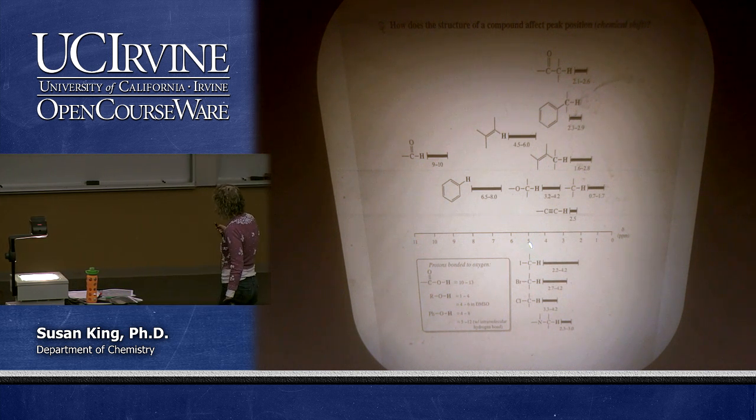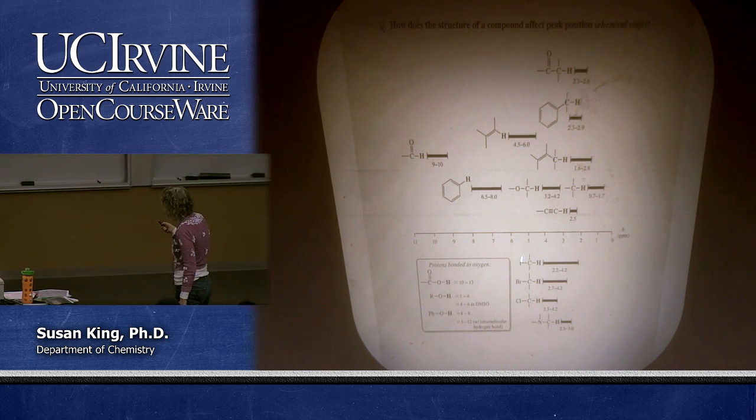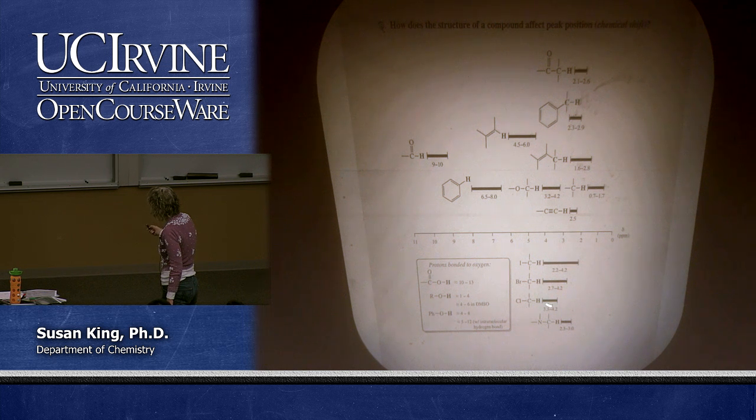So it looks like here we have protons on carbon attached to halogens in this region right here. Protons on a carbon attached to a nitrogen are right in this region here. Protons bonded to oxygen are in this region right here. Big range for these guys, by the way. Regular alkanes, 0.7 to 1.7. So when the carbon's attached to electron withdrawing groups, the chemical shift goes up, and it's moved downfield.